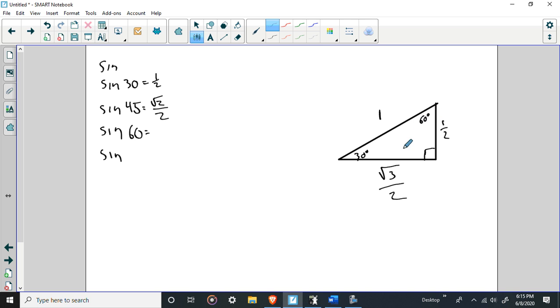Sine of 60 is going to be opposite. Okay, so now opposite from this angle, square root of 3 over 2 over 1, which is square root of 3 over 2.